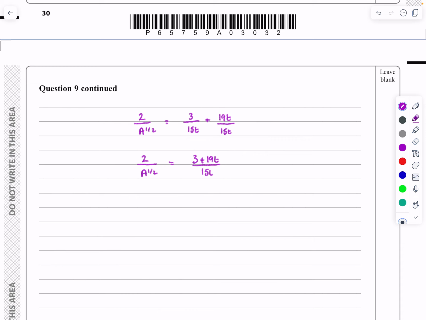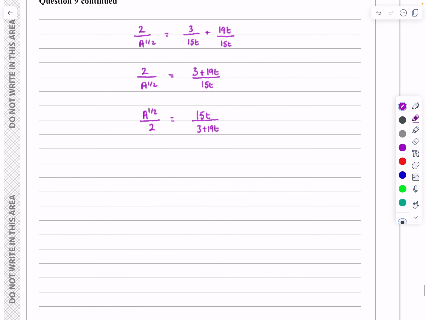What I'm going to do is just flip both of them upside down. If I flip both of them upside down, I'm going to get a to the minus half over 2 is equal to 15t over 3 plus 19t. Remember what I'm aiming towards. I'm trying to get a equals, well, the next step is a to the half equals, by just multiplying everything by 2, 30t over 3 plus 19t.